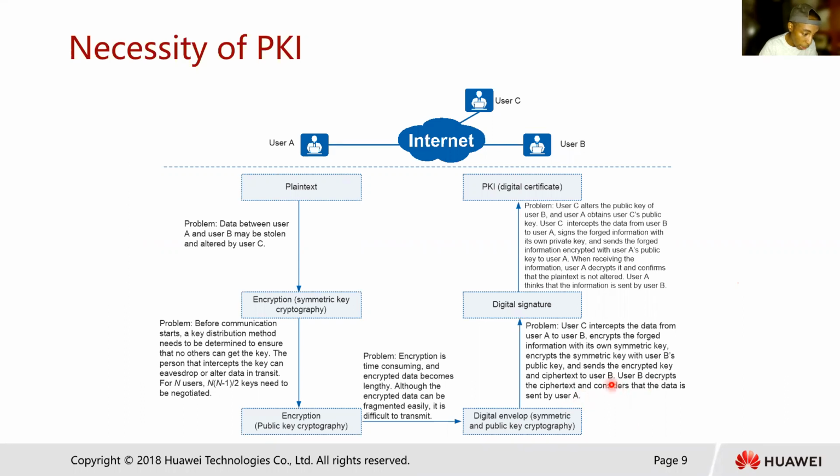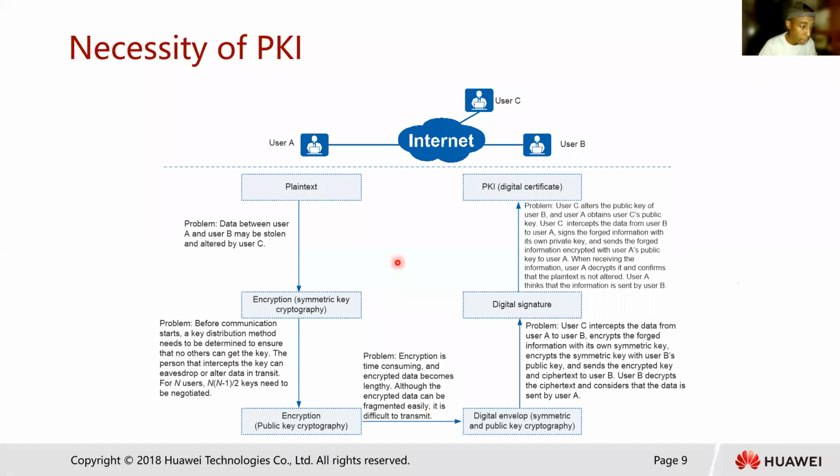So what happens? These are some of the problems that can occur at any stage. You can see encryption is time consuming and encrypted data becomes lengthy. Although the encrypted data can be fragmented easily, it is difficult to transmit. So these are some of the problems in each part of the standard process that we've looked at in the other lesson. In each and every step, you can see there's an issue somewhere.